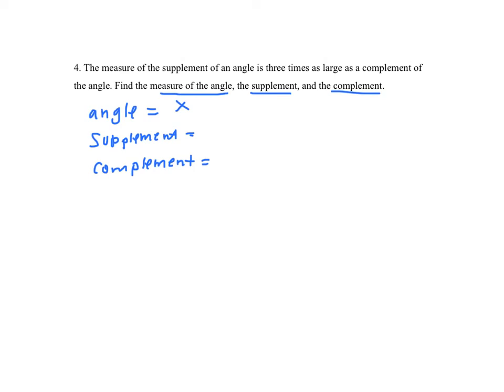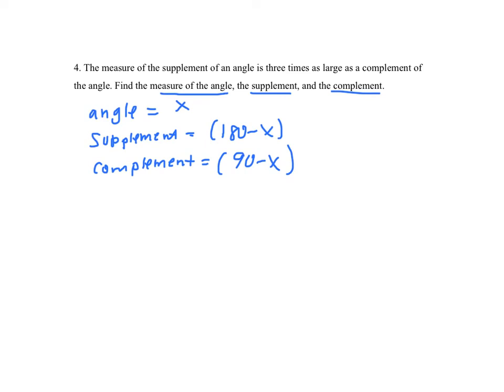Remember earlier we talked about how to represent the measure of a supplement algebraically? Well, here's where you're going to use it. If our angle is x degrees, then its supplement has to be equal to 180 minus x degrees. And likewise, the complement of this angle would be 90 minus x. Okay, now we're going to go back into the word problem. We're going to take it piece by piece. I'm going to show you how the equation can kind of write itself.